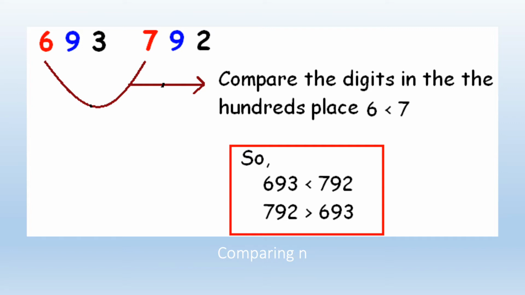So here you can see 693 is less than 792. In other words, 792 is greater than 693. And you can see the crocodile is opening its mouth towards the bigger number.